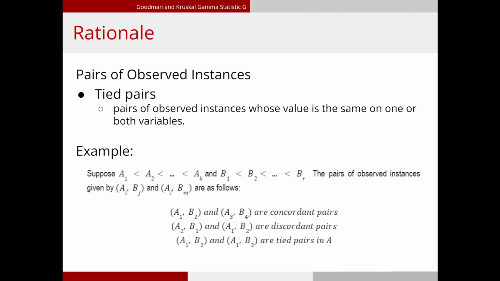Next, we have A sub 2 with B sub 1, and A sub 1 with B sub 2, which are discordant pairs since A sub 2 is greater than A sub 1, but B sub 1 is less than B sub 2. So for the variable A, the first pair of instances is greater than the second pair, but for the variable B, the first pair is less than the second pair of instances. Lastly, we have A sub 1 with B sub 2 and A sub 1 with B sub 3, which are tied pairs in A, since both pairs of instances have A sub 1.